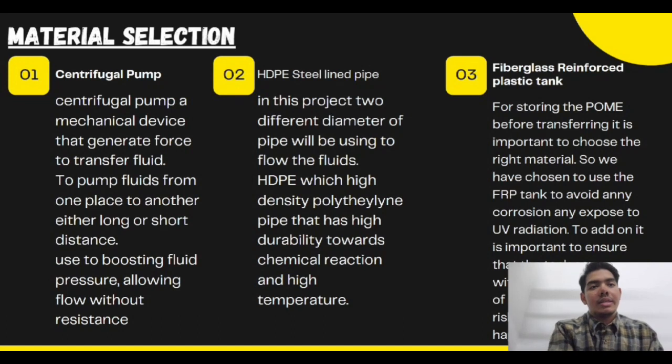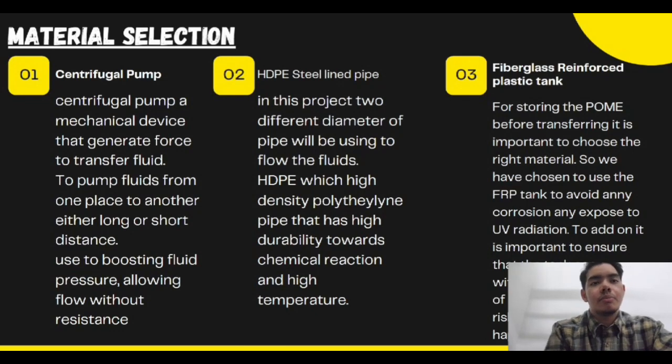Next, we will be using the HDPE steel line pipe. In this project, there will be two different diameters of pipe. The first one is a small diameter for our high pressure transferring, and the normal diameter for our main line.